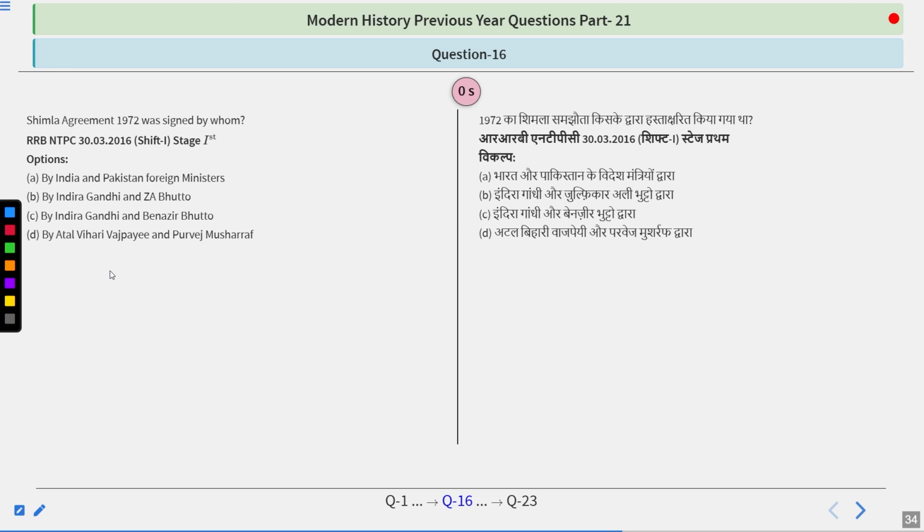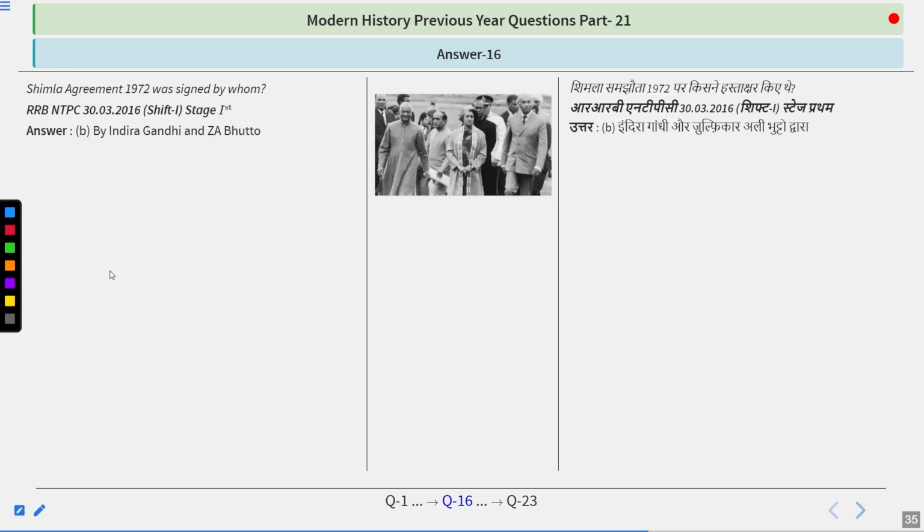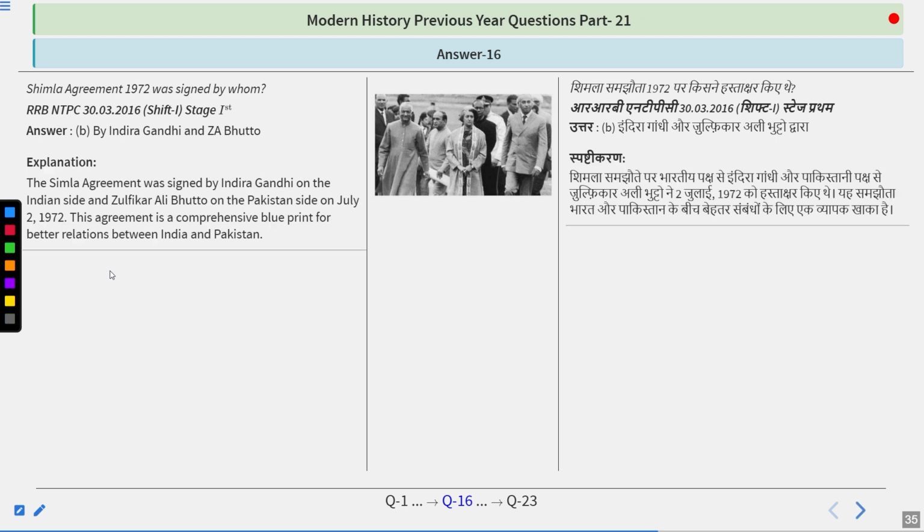And I guess the answer you are looking for is quite right because the answer is by Indira Gandhi and Zulfikar Ali Bhutto. So Shimla Agreement was signed by Indira Gandhi on the Indian side and Zulfikar Ali Bhutto on the Pakistani side on July 2, 1972. This agreement is a comprehensive blueprint for better relations between India and Pakistan. So do remember the agreement was signed between Indira Gandhi and Zulfikar Ali Bhutto.